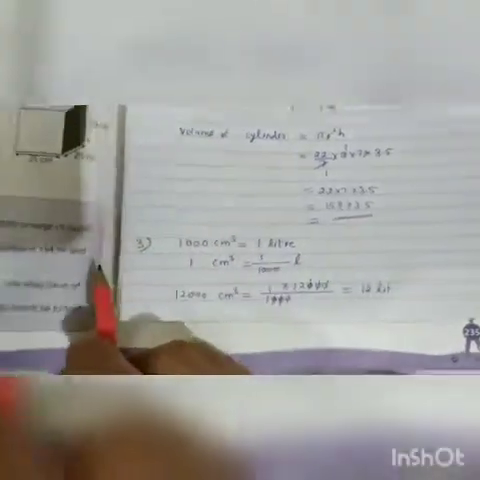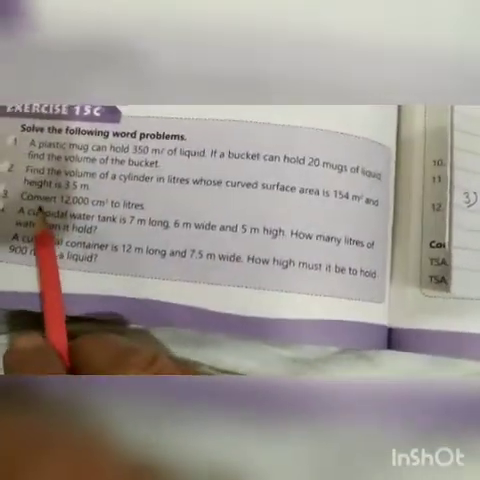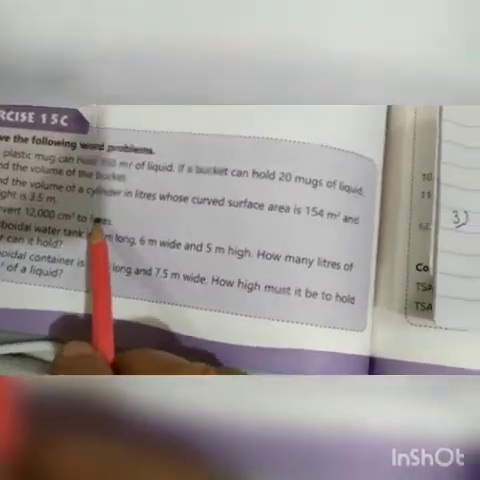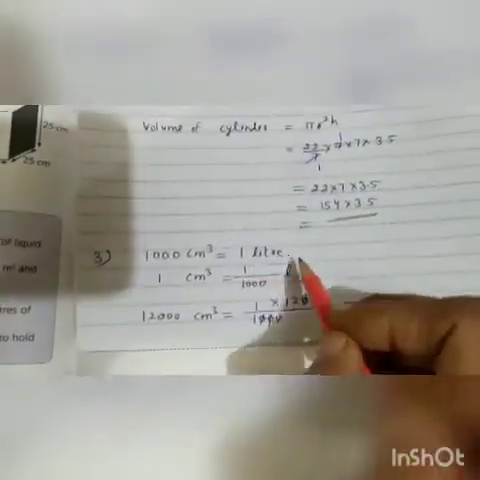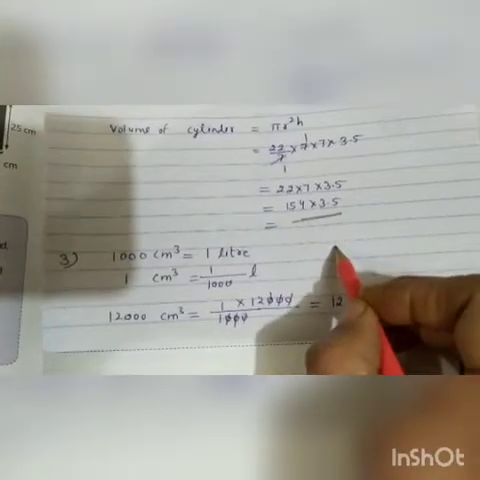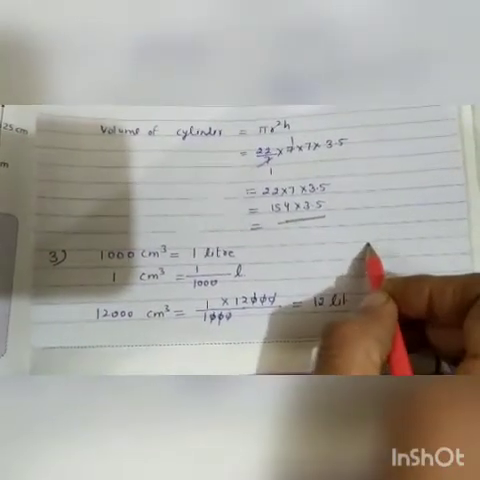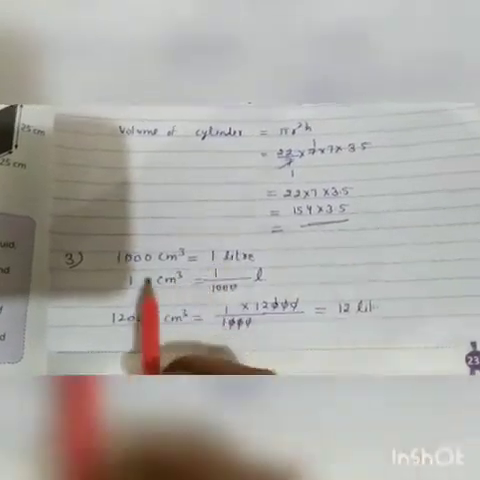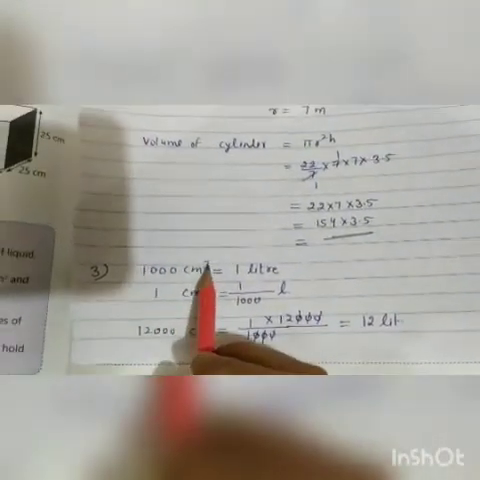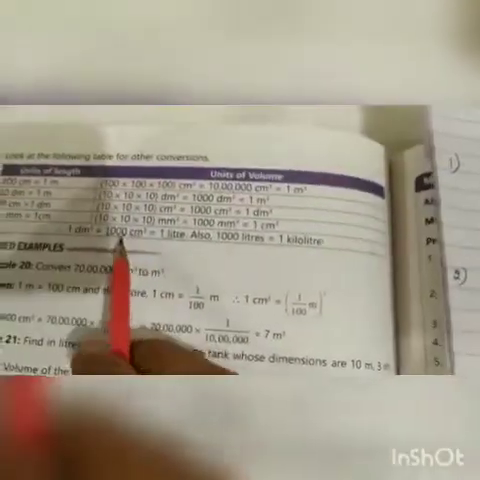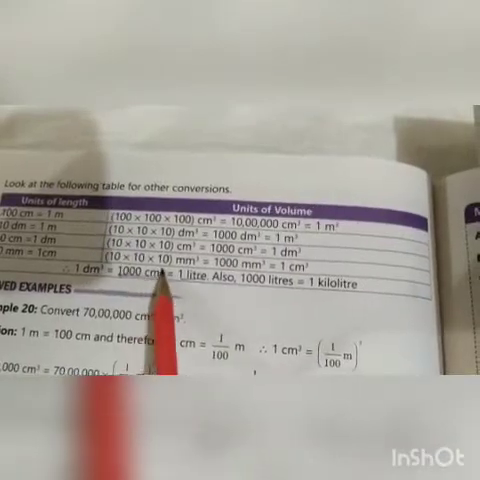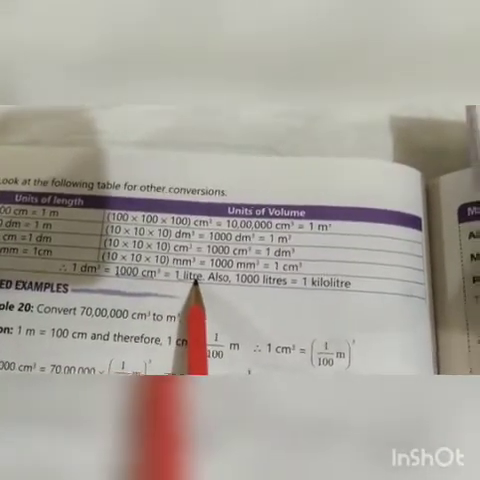Okay. Now come to question number 3. Convert 12,000 cubic centimeter to liter. Students, again it is a scale, as we say that 1 meter equal 100 centimeter and 1 kilogram is equal 1000 gram. In the same way, 1000 centimeter cubic is equal 1 liter. See here, it is given in the book 1000 centimeter cubic is equal 1 liter.